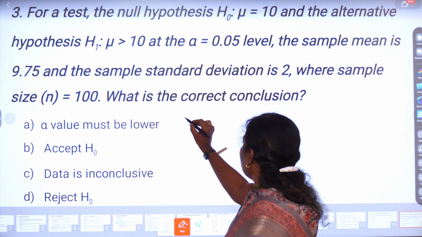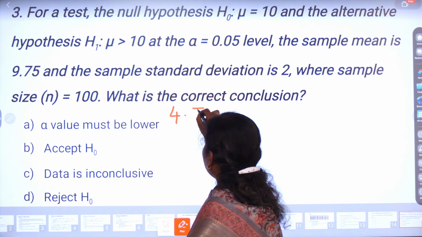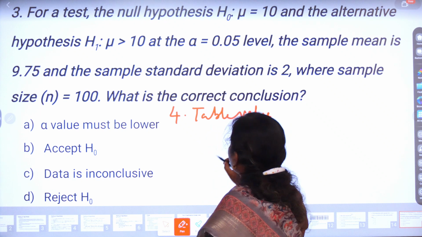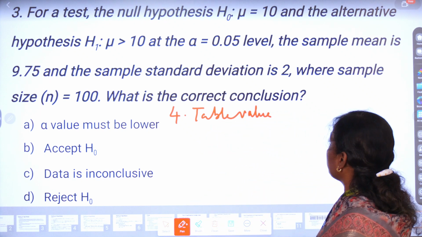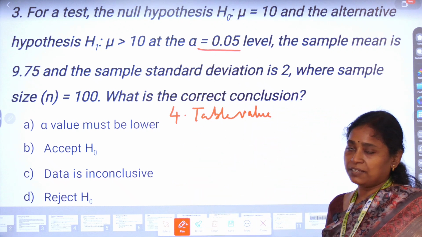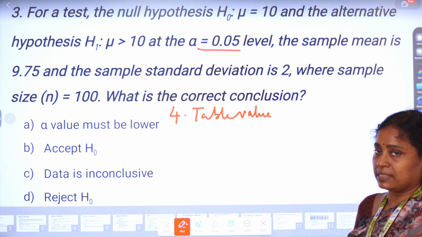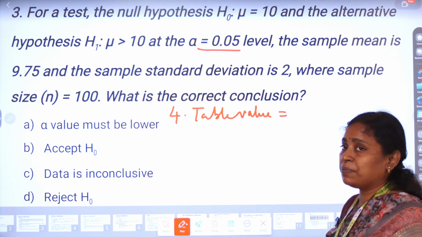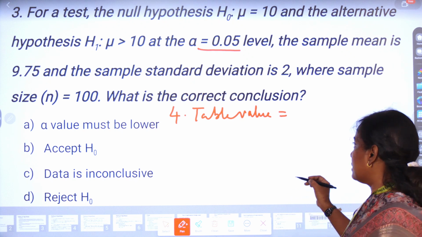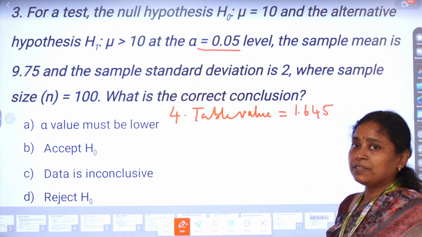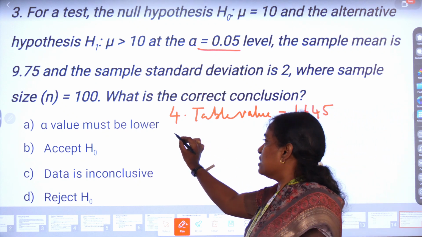Now the fourth step is table value. Here they have given alpha to be 5%, and we know from the alternative hypothesis it is a one-tailed test, that is, a right-tailed test. So your table value for 5% right-tailed test is 1.645. Now your fifth step is making a decision.